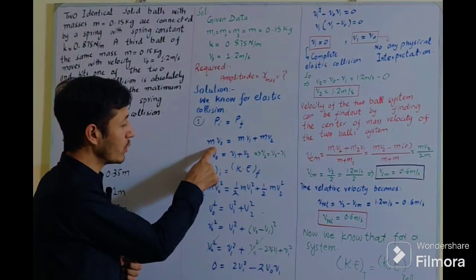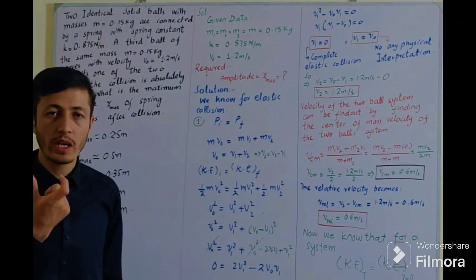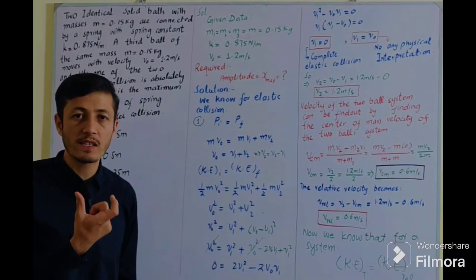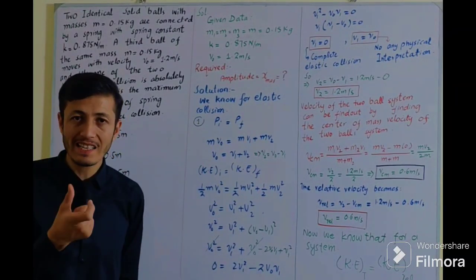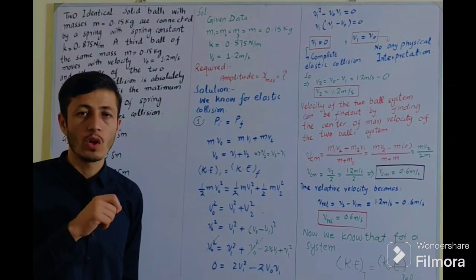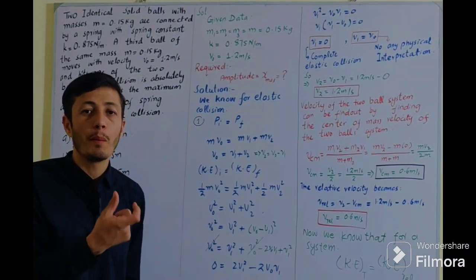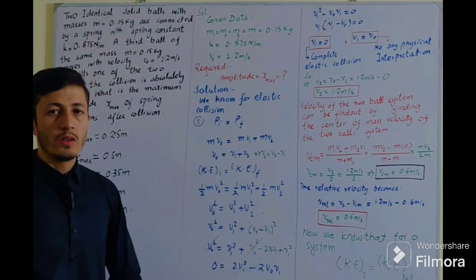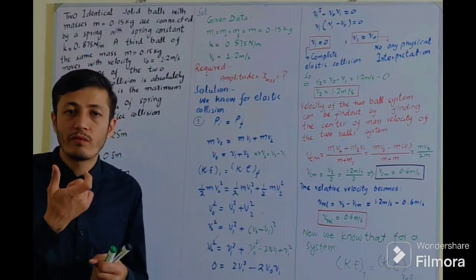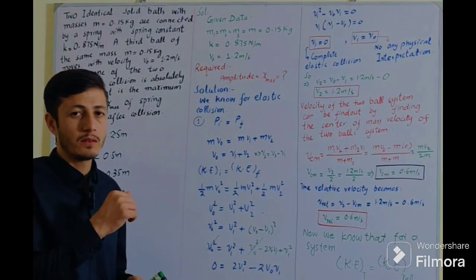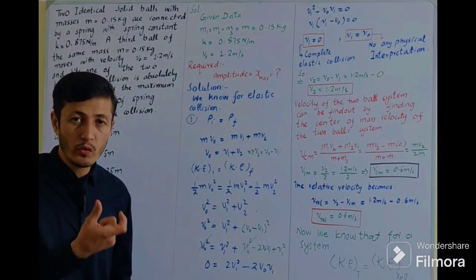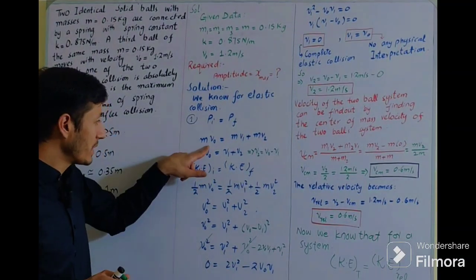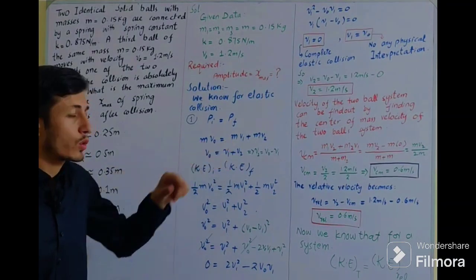Here momentum before the collision is only one mass. The velocity of the system of the masses connected with the spring is zero, so only the momentum of the moving body will be considered. So before collision, only the first body is in motion. So its momentum is m naught into v naught is equal to the momentum after the collision.